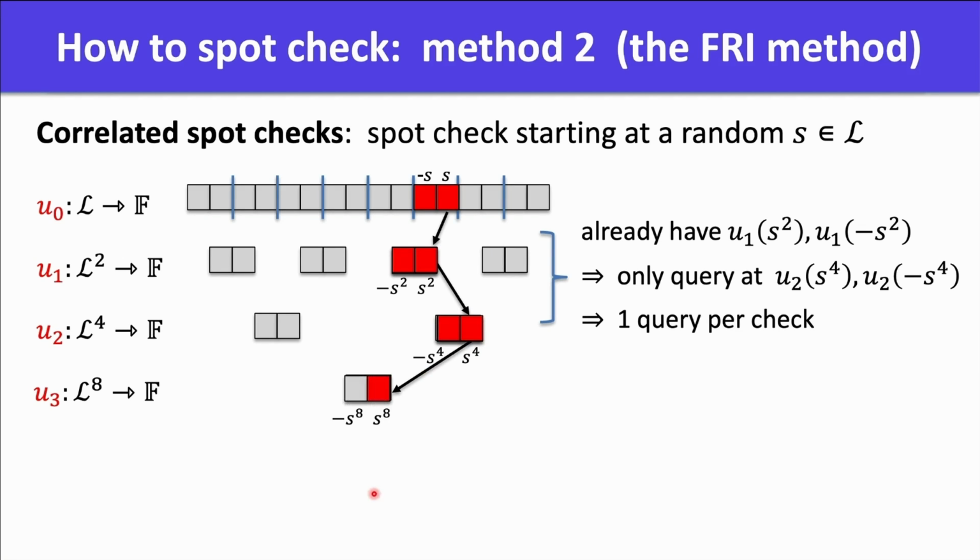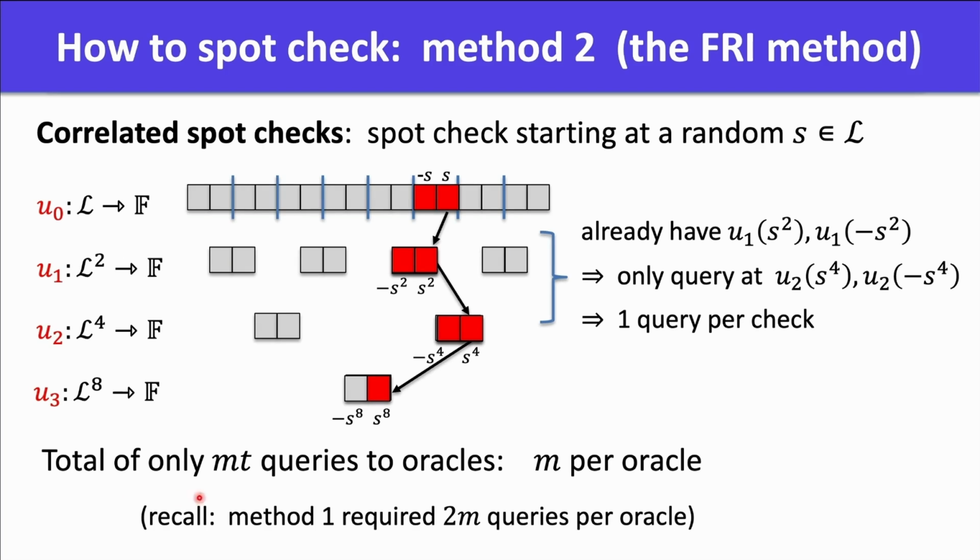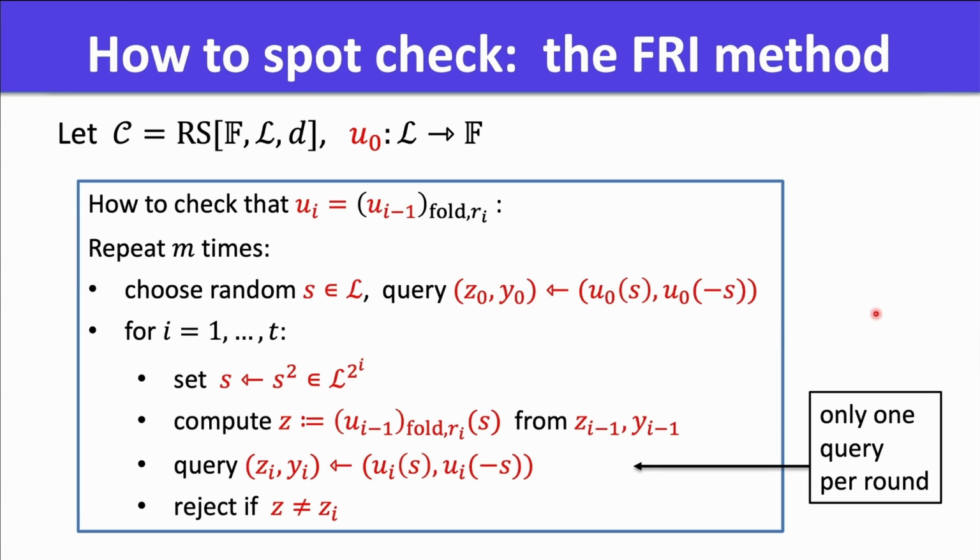And similarly, when we go to the next spot check, when it needs to spot check S to the eighth, it already has the values of U2 at S to the fourth and minus S to the fourth, and so it can quite easily verify that U3 at S to the eighth is correct, and so on and so forth. So now the total number of queries to the oracles, rather than being 2 times m times t, is only m times t, right? The verifier only does m queries per round, as opposed to 2m queries per round using method 1. So here I spelled out the FRI spot checking method more precisely.